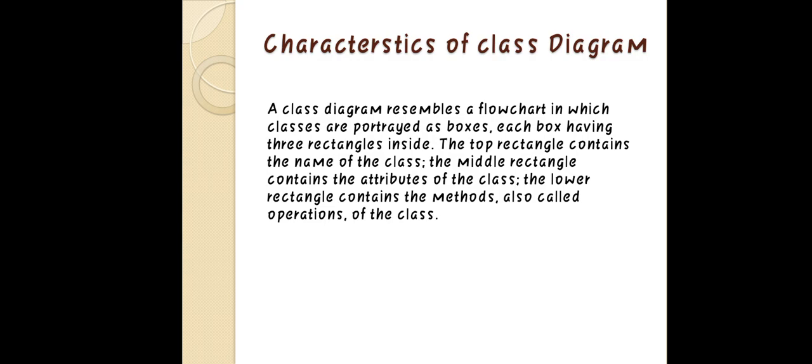Characteristics of a class diagram. A class diagram resembles a flowchart in which classes are portrayed as boxes. Each box has three rectangles inside. The top rectangle contains the name of the class. The middle rectangle contains the attributes of the class. The lower rectangle contains the methods, also called operations, of the class.